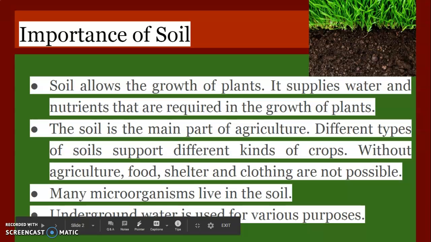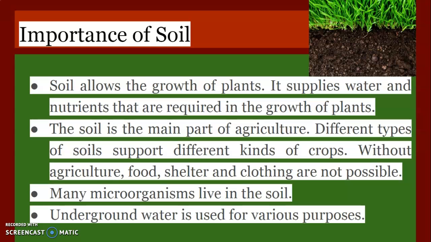So first let us learn what is the importance of soil. Soil allows the growth of plants by supplying water and the nutrients which are required for the growth of plants. Soil is the main part of agriculture, and soil is the shelter for many microorganisms which live in the soil, and underground water is used for many purposes.